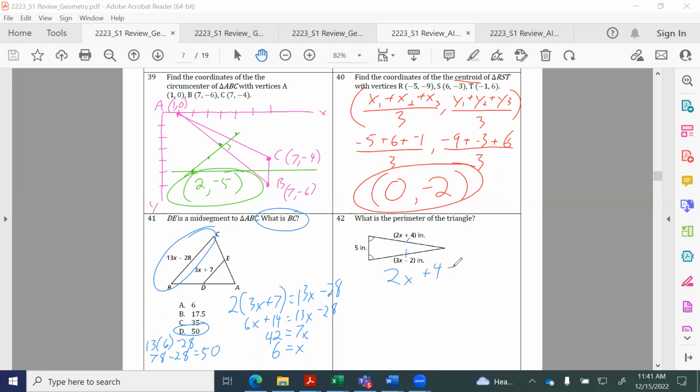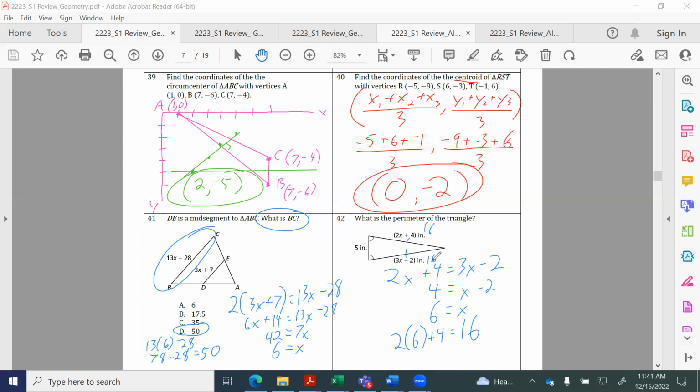2x plus 4 equals 3x minus 2. Subtract the 2x. That leaves us with just x. Add the 2. X is 6. We need to know the length of these sides, so we have to plug it back in. You can plug it into either one and get the same answer. 2 times 6 is 12, plus 4 is 16. If I plug it into the other one, 3 times 6 is 18, minus 2 is 16. So that's 16 and 16.